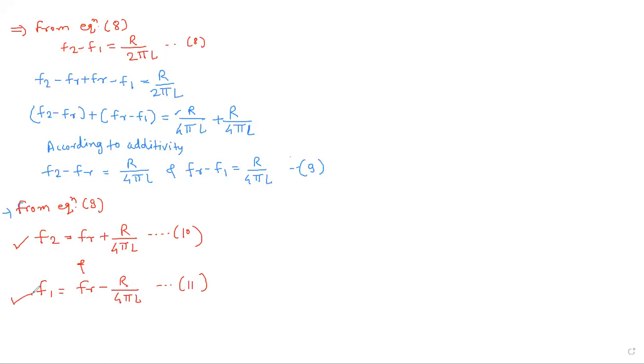We got the equations of F1, F2 in the previous derivation also, but that is not required here. Okay, so F2 value is Fr plus R by 4 pi L and F1 is equal to Fr minus R by 4 pi L. So the 10th and 11th equations will give two cutoff frequencies. Okay, so these are the lower and upper cutoff frequencies. Now we are moving towards the last point.